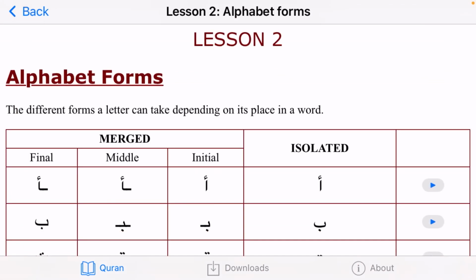So we have completed lesson 1, which was the alphabet, the basic alphabet. Now this is lesson 2. This is the alphabet forms. So letters can look different depending on where they are in the word.